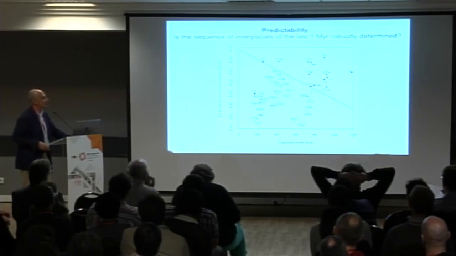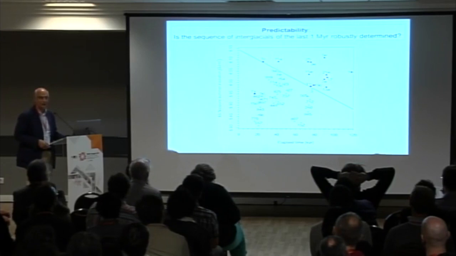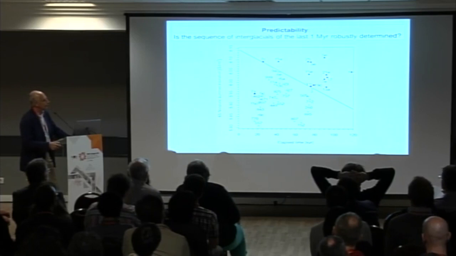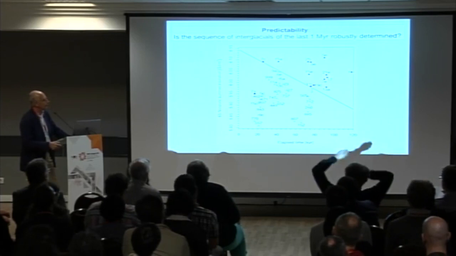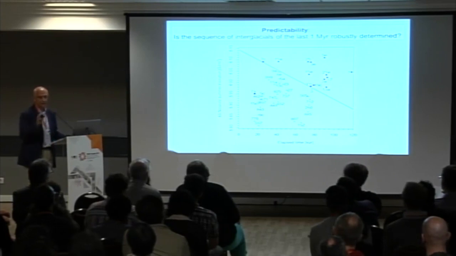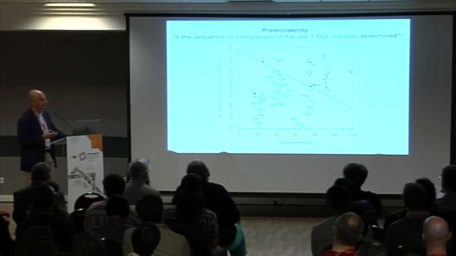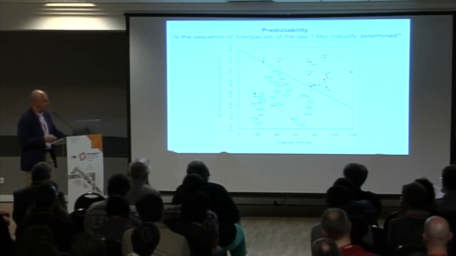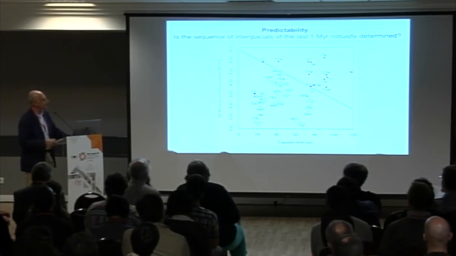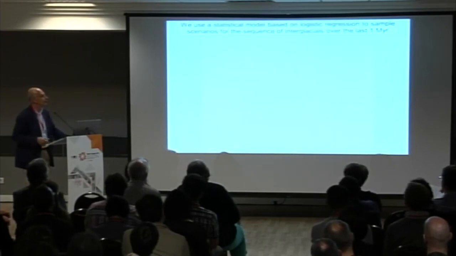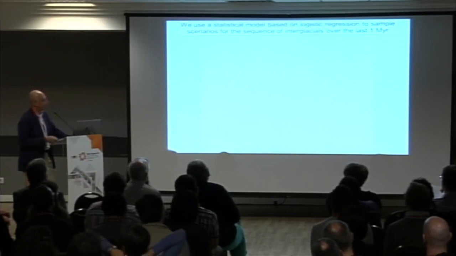We finally ask whether the sequence of interglacials of the last 1 million years is robustly determined. And we can see from here that some insolation peaks almost made it, but a complete deglaciation was aborted. Others made it, others were aborted. And you can imagine that there's some fuzziness around this threshold because of changes in feedbacks or different forcings, volcanic, solar changes, or internal noise in the climate system. And so we want to know to what extent small changes can alter the sequence of interglacials. And we do this by using a statistical model based on logistic regression to sample scenarios.